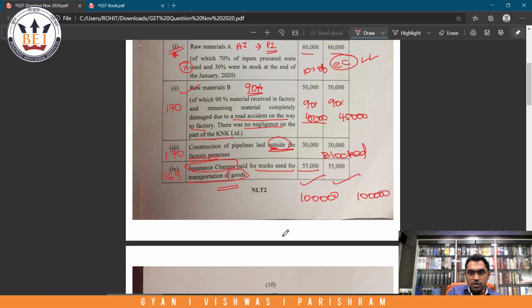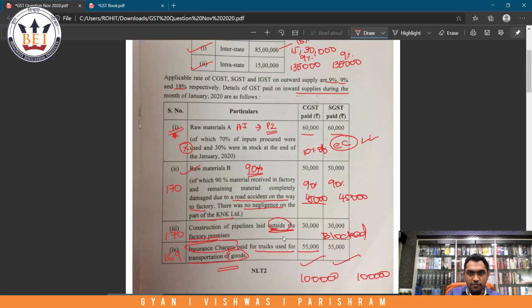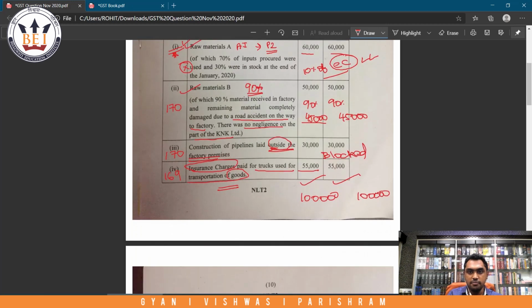And now what we studied, 10% of eligible credit can be claimed in respect of invoices which have not been uploaded. So 10% of 1 lakh is 10,000. So you can claim an additional 10,000. So the maximum input tax credit is 1,10,000.